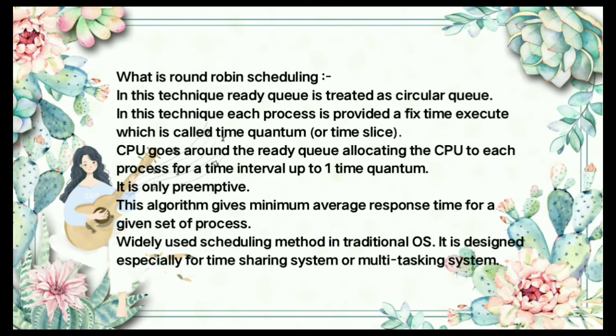What is round-robin scheduling? In this technique, the ready queue is treated as a circular queue. Each process is provided a fixed time to execute, which is called a time quantum or time slice. The CPU goes around the ready queue allocating the CPU to each process for a time interval of up to one time quantum. It is only preemptive. This algorithm gives the minimum average response time for a given set of processes. It is a widely used scheduling method in traditional OS, designed especially for time-sharing or multitasking systems.